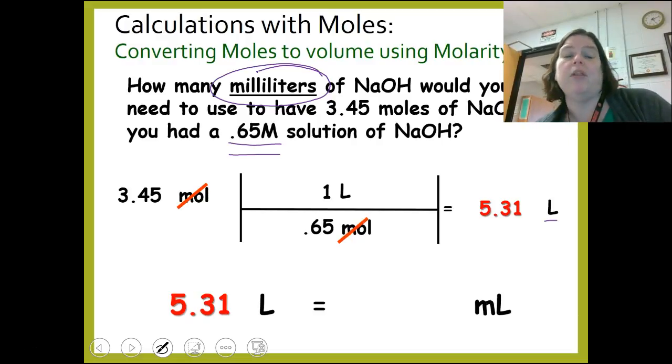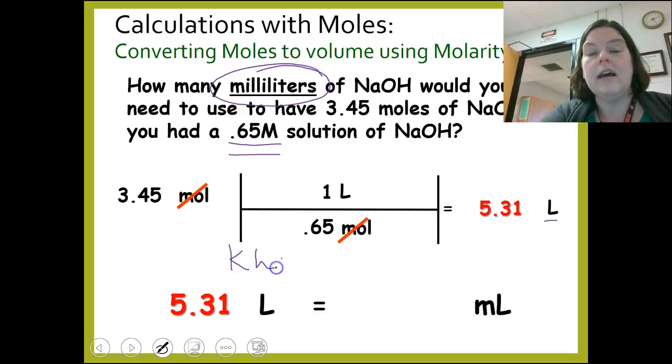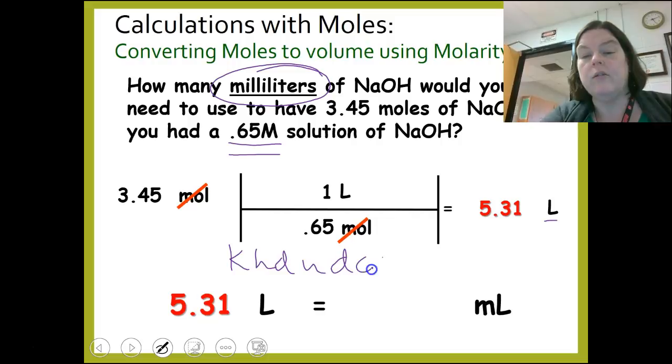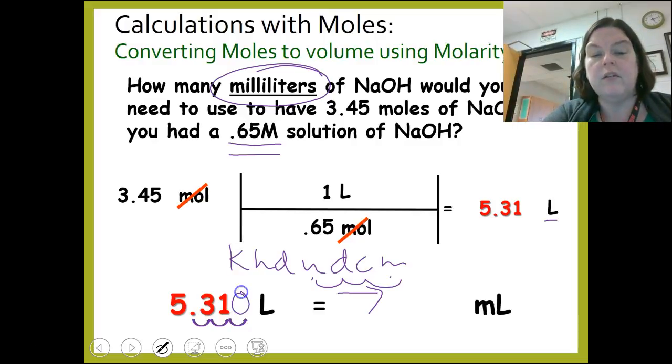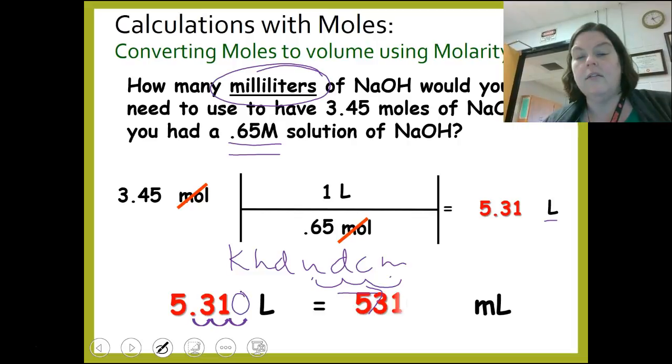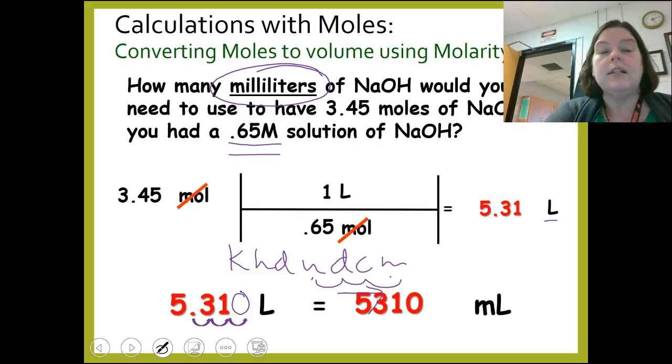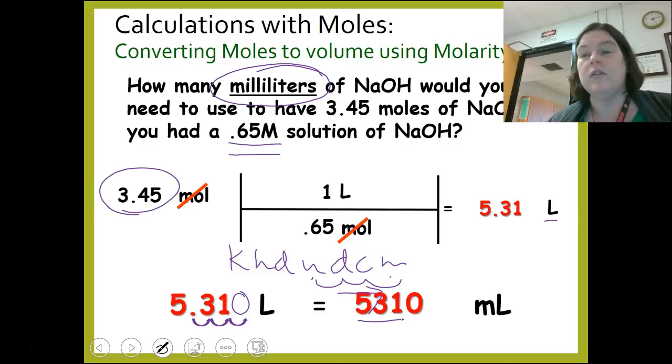I have 5.31 liters. Again, remember, kings have dungeons under dark castle moats. I'm going from my SI unit to milli, so I'm going 1, 2, 3 places in that direction. Remember, I have to fill this place with a 0. So I get 5,310 milliliters. And that's the right number of significant figures, because I don't have a decimal point there and I have 3 significant figures there.